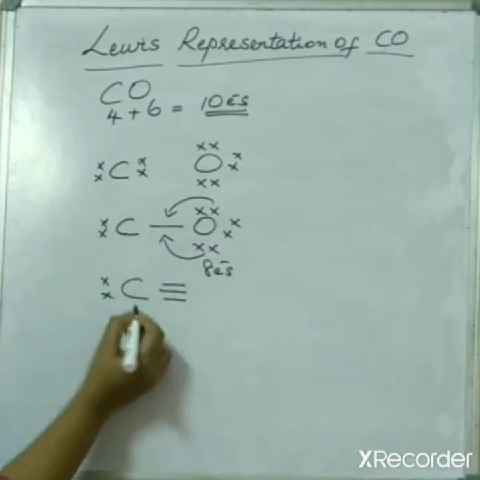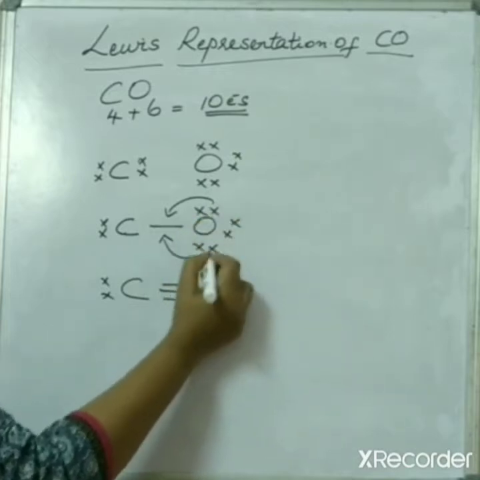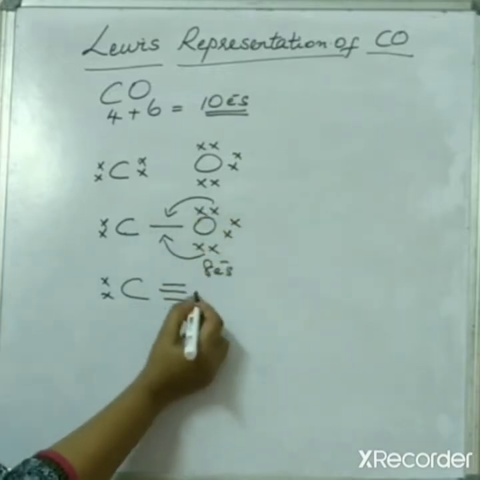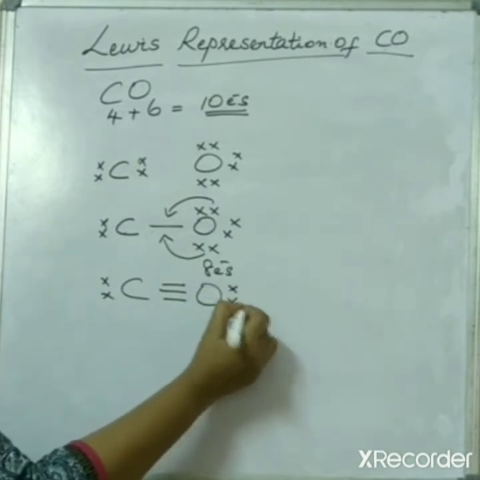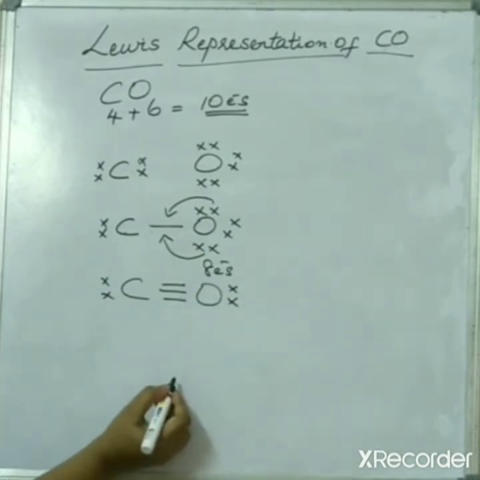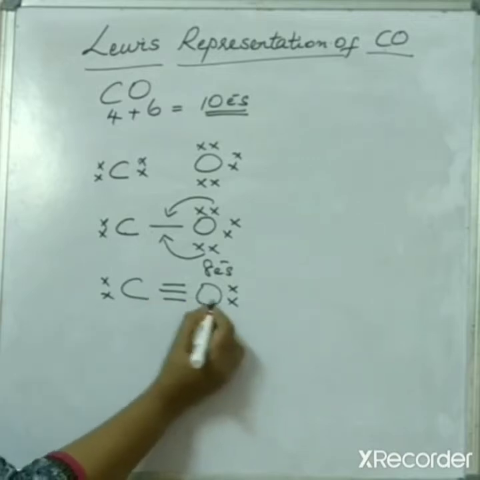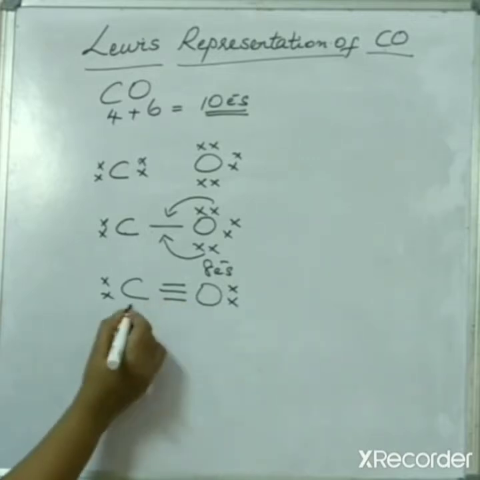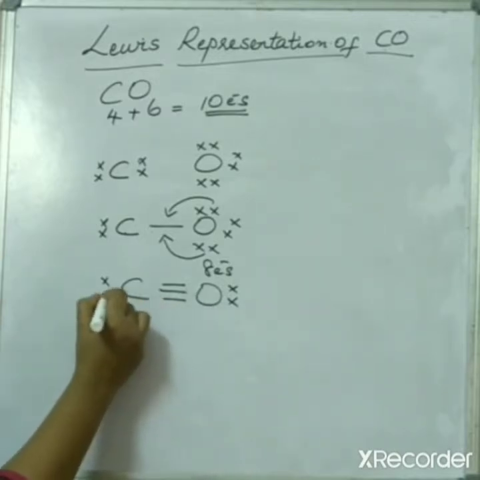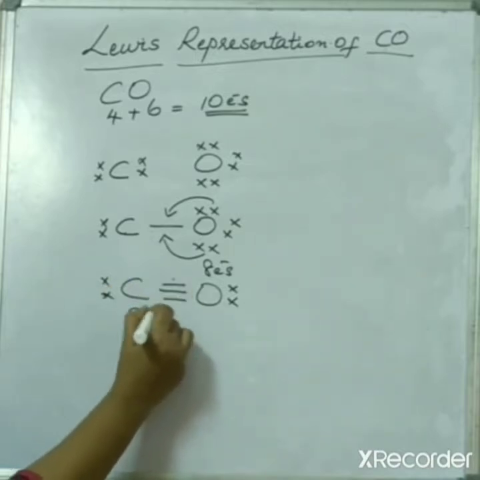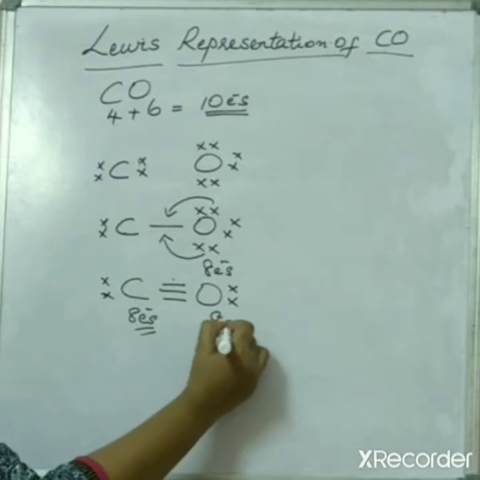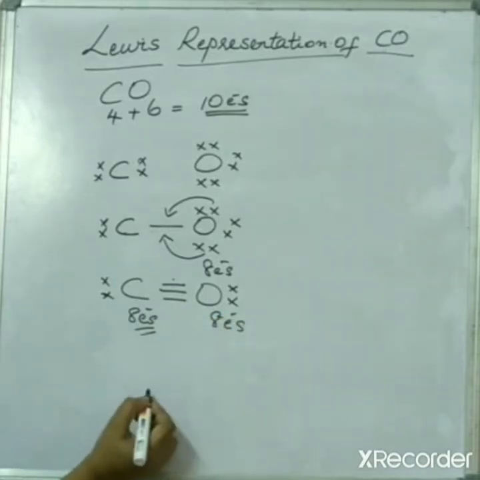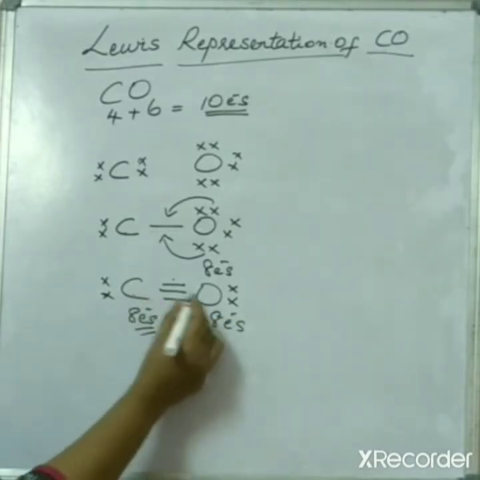A pair of electrons not involved in bonding remains as a pair of electrons with carbon. Similarly, in the case of oxygen, a pair of electrons is not involved in bonding. It remains as a pair of electrons with oxygen. Thus, a triple bond is formed between carbon and oxygen. Both carbon and oxygen have a pair of electrons not involved in bonding, and 8 electrons around carbon and oxygen.